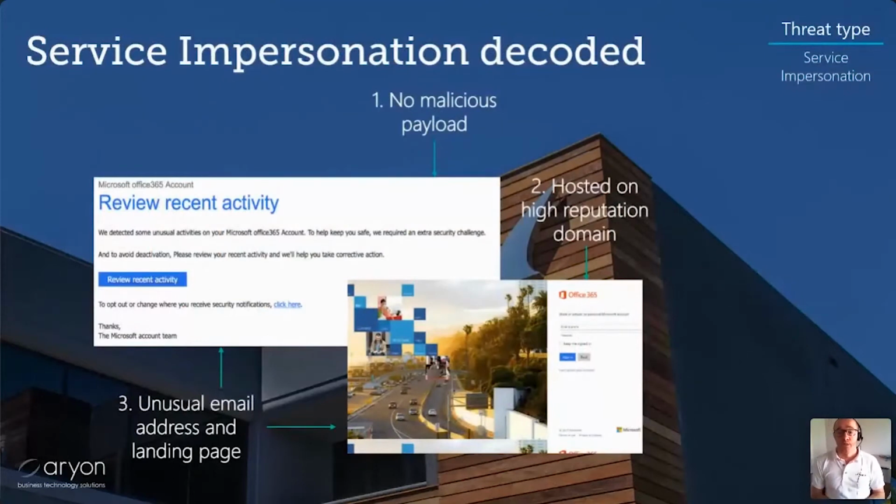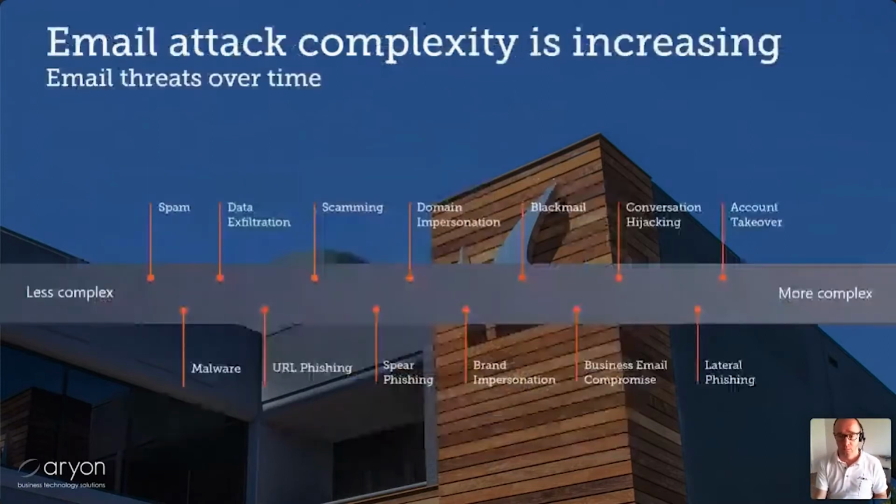So service impersonation is probably one of the more common ones that we're seeing a lot, particularly with Office 365. Now, the way they get... Can I just interrupt you there, mate? Just back on the last slide, can you explain for some of us out there what is lateral phishing?